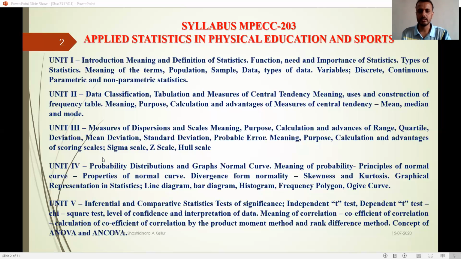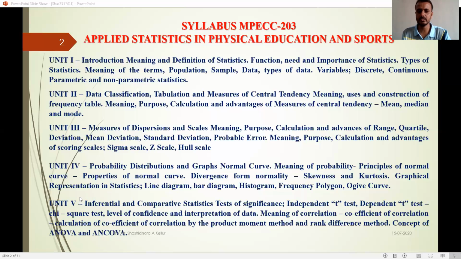The fourth unit, probability distribution and graphs, normal curve: meaning of probability, principles of normal curve, properties of normal curve, divergence from normality, skewness and kurtosis, graphical representation in statistics, in that line graph, diagram, bar diagram, histogram, frequency polygon, Ogive curve. These aspects are covered in the fourth unit.